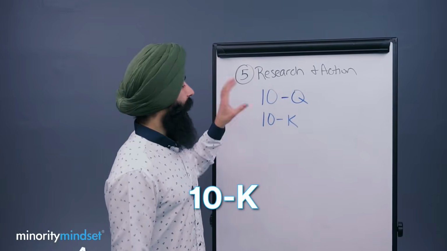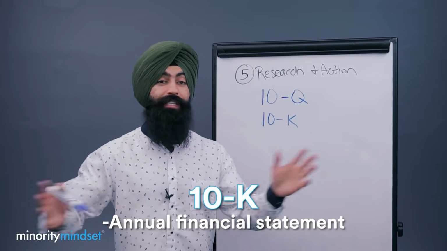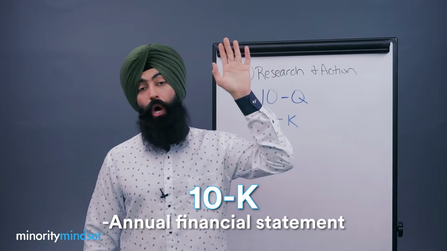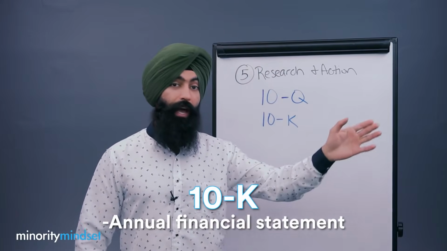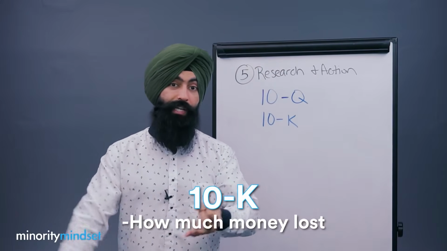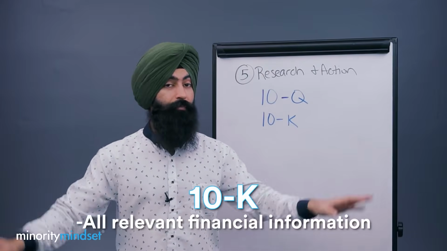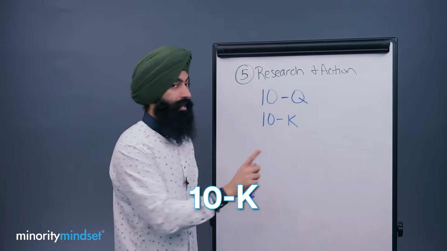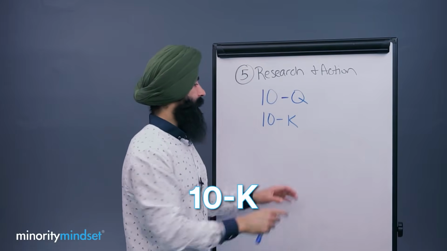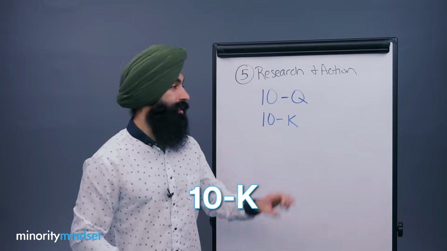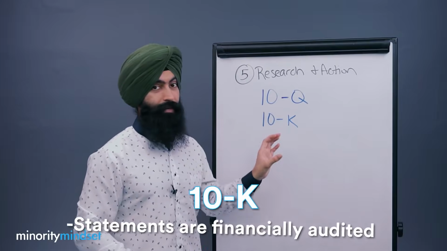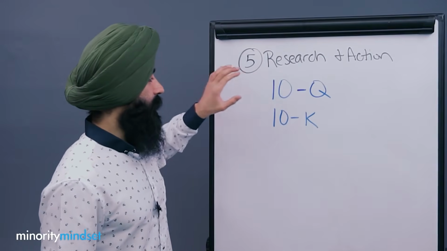A 10K is an annual statement released by a company. So every single year, a company is going to have to compile all of their financial data for the last year, how much money they made, how much money they lost, where their money is going, and all of that information, and they're going to compile it into the 10K. The interesting thing about the 10K is this is supposed to be a little bit more accurate because these are financially audited statements. You want to be reading the information that's on these documents.